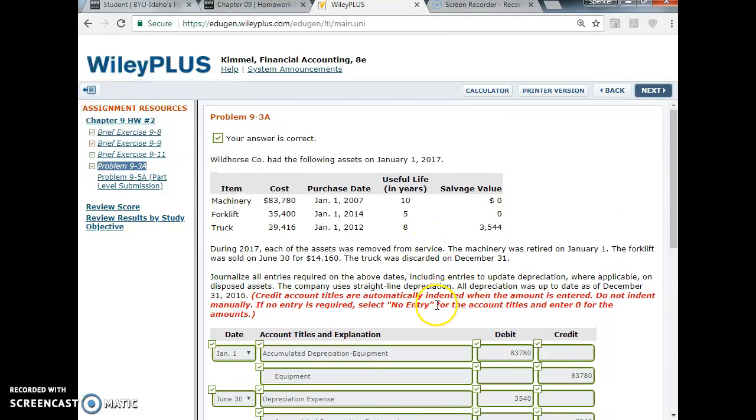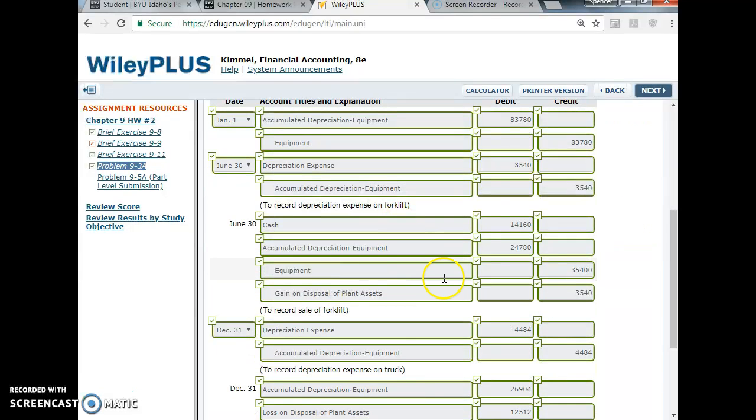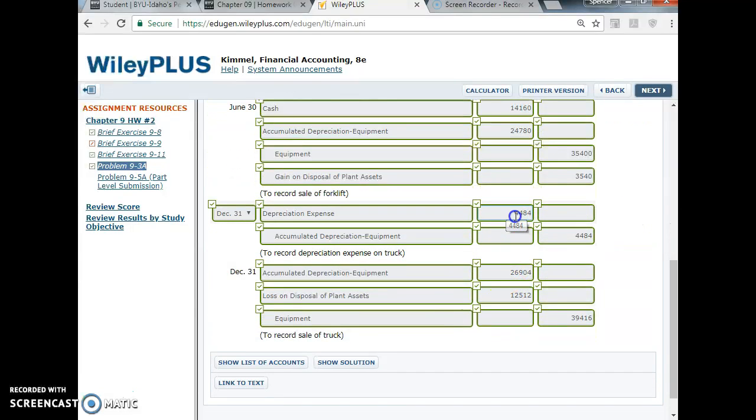So we have $35,872, and we divide that. It has a useful life of 8 years, so we're going to divide 35,872 by 8, and that gives us $4,484 per year that it depreciates. Since it's been updated as of December 31st, 2016, and the truck was discarded on December 31st, 2017, that's 1 year. So we just have to take the 1 year that we just calculated, which is 4,484. And that's right here.